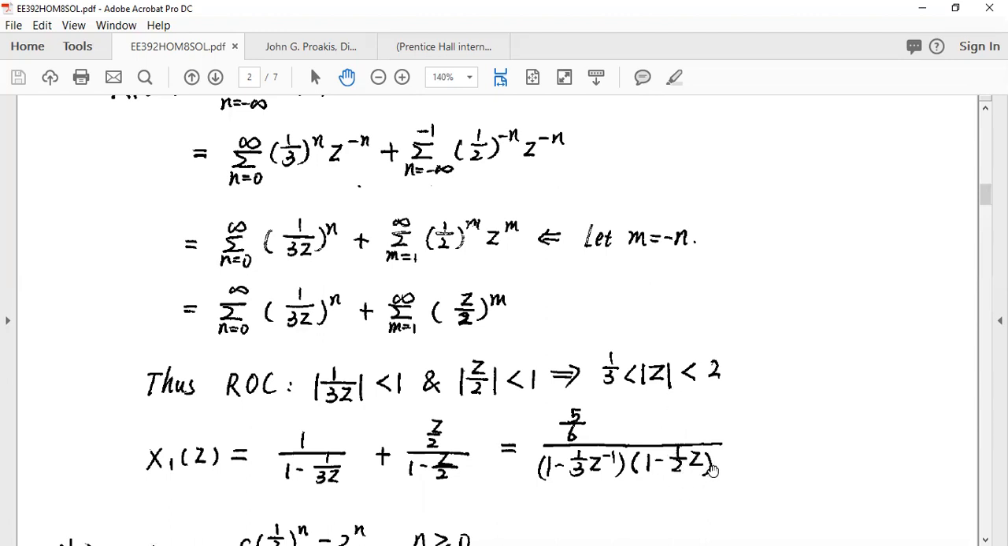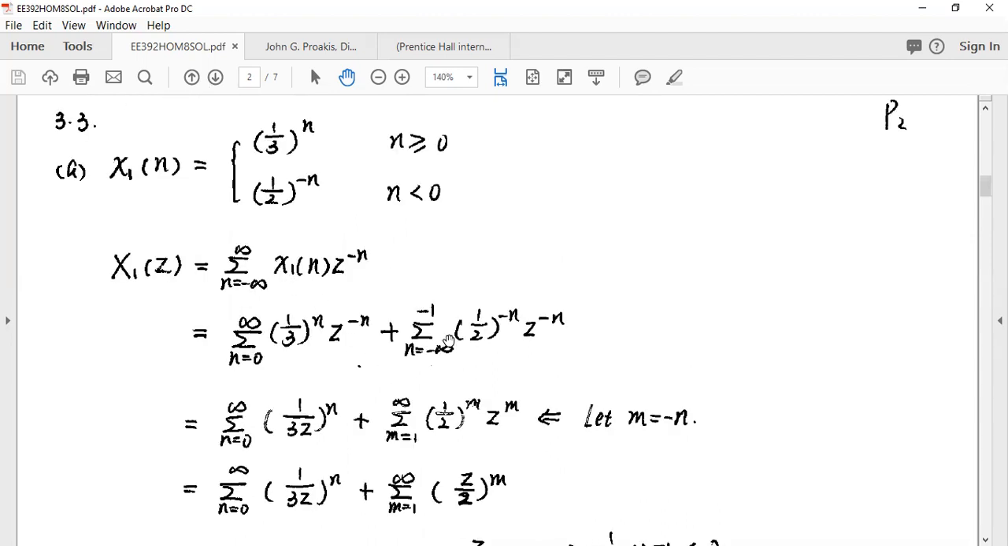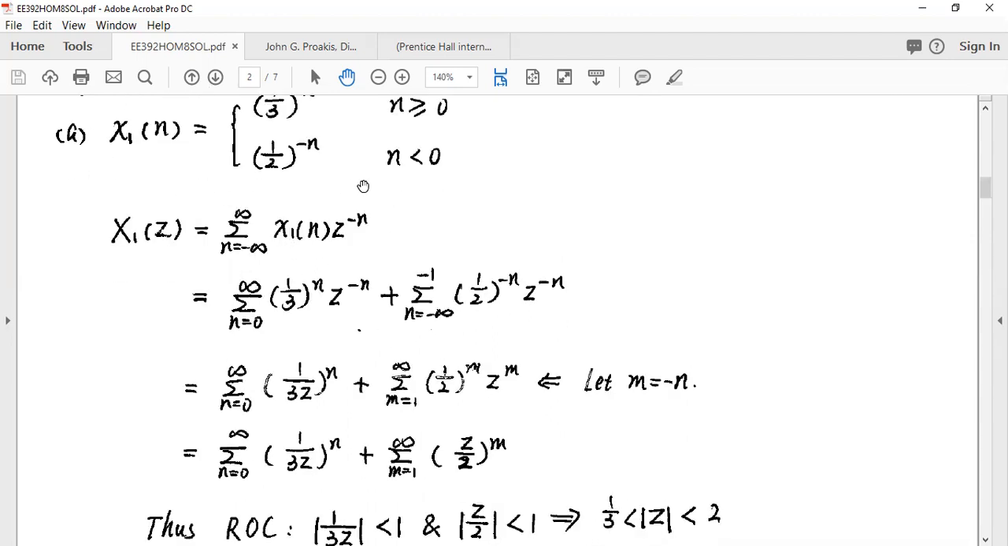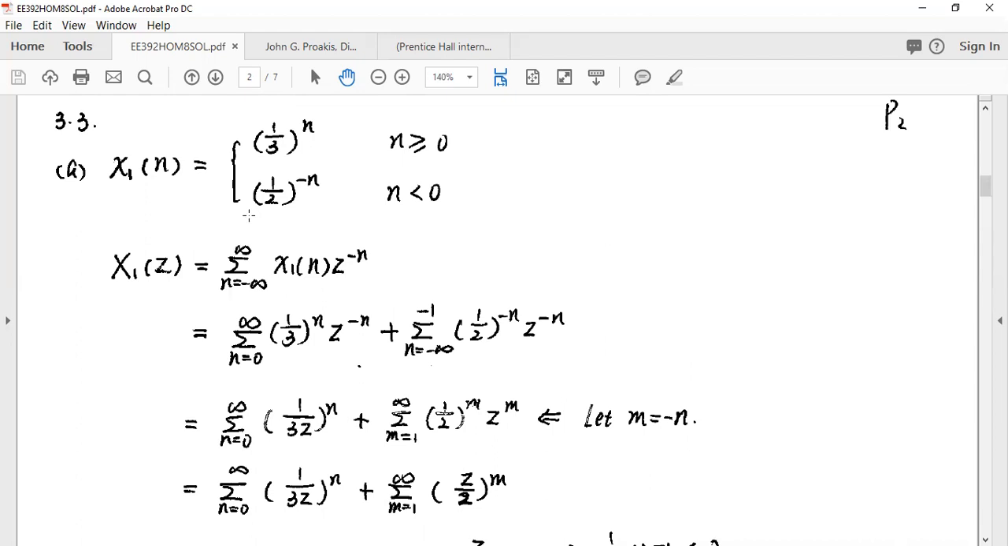absolute value of z for this particular term: the absolute value of z is smaller than 2. While if you solve for this, you'll see that the absolute value of z is greater than 1/3. So that is how you get this particular term. Like I said, it has to be greater than 0. This is how you get the region of convergence of the Z transform of x1 of n.